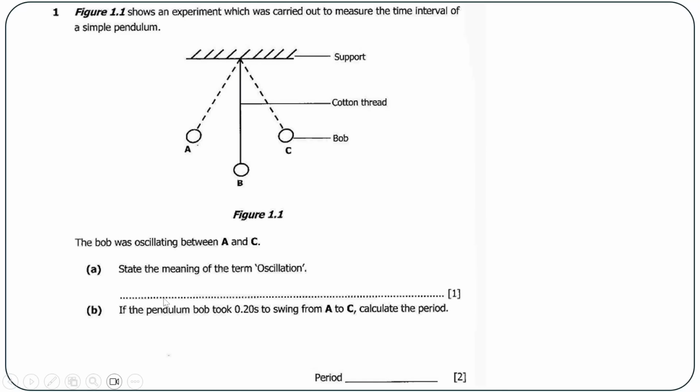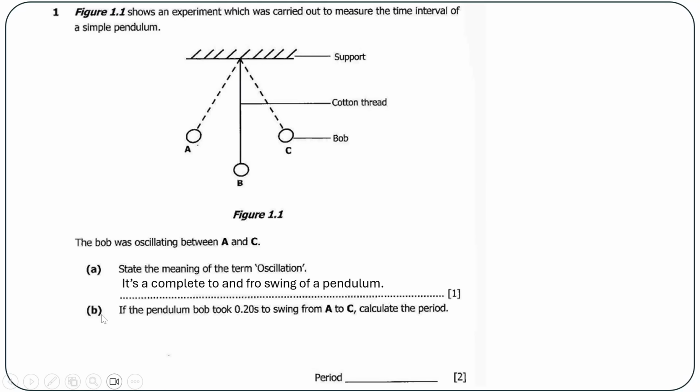Here we are saying it is a complete to and fro swing of a pendulum. So an oscillation is a complete to and fro movement of a pendulum. When it moves from A to C and back to A, that movement is known as an oscillation. So in short, it is a complete to and fro swing of a pendulum.